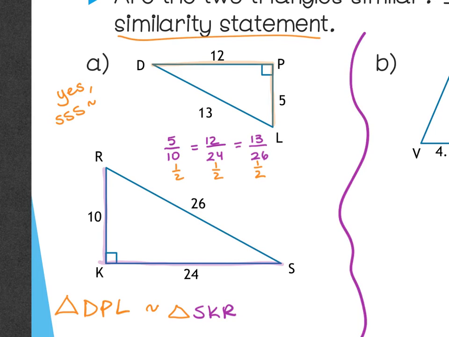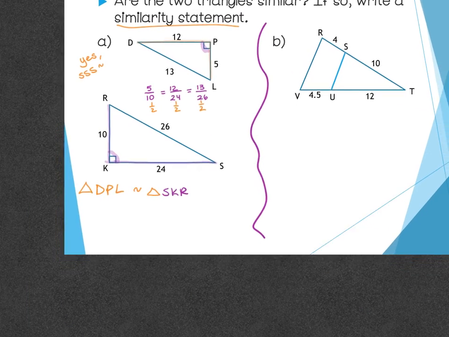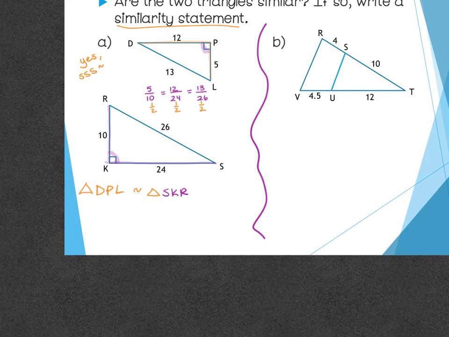But once you pick that, you have to go in that order. Alyssa, good question, because you can also use side, angle, side, because of that right angle. So this right angle is congruent to this right angle. If I use side, angle, side, then I have to have one pair of angles, which I have. And then I would only need 12 to 24 and 5 to 10.